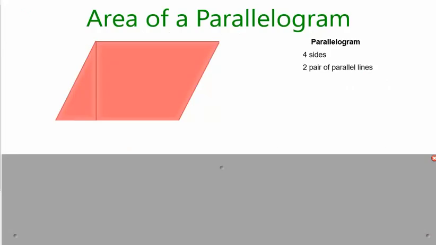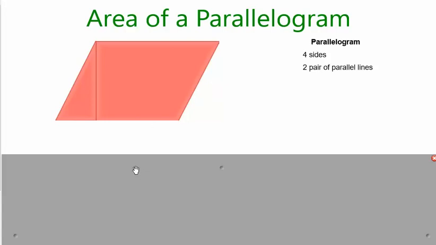All right, let's look at the next one. The next one is a parallelogram. So a parallelogram, again, it's four sides, but it has two pair of parallel lines. It does not have right angles. If you'll notice, it kind of looks to me like a slanted rectangle.